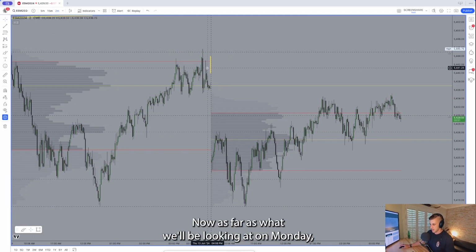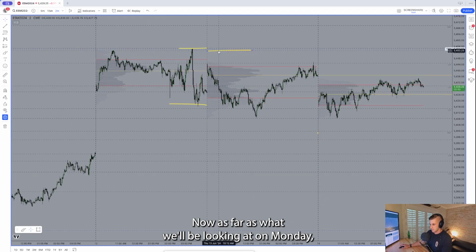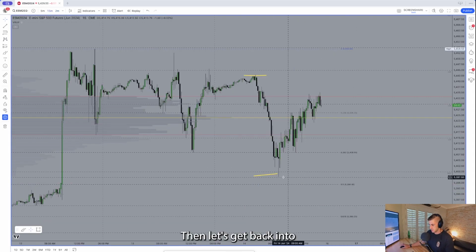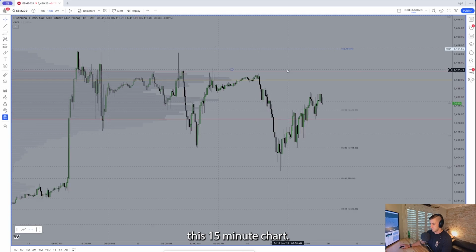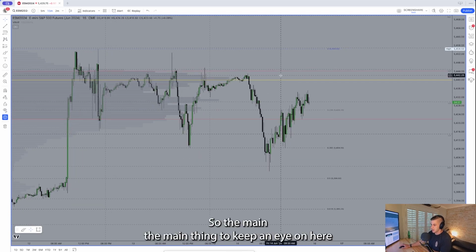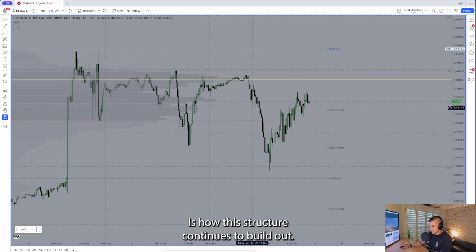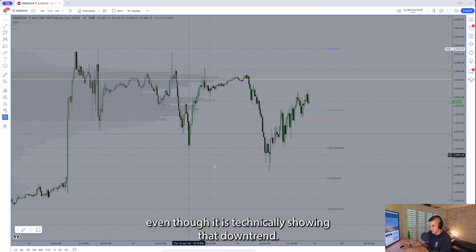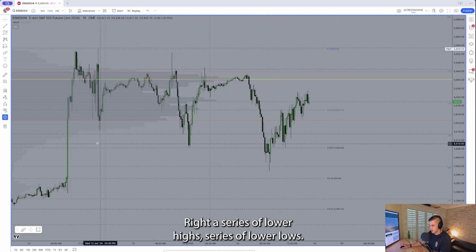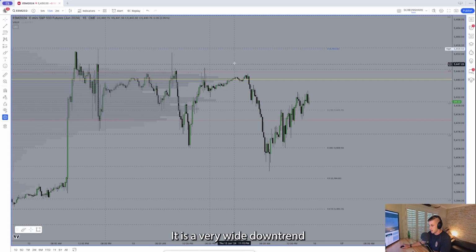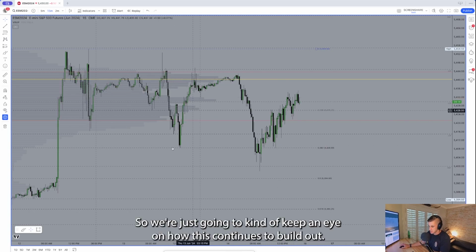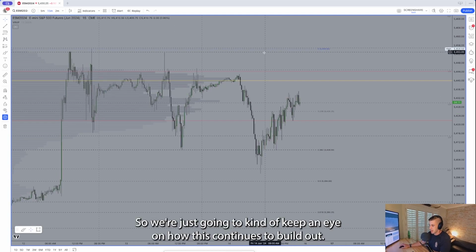Now, as far as what we'll be looking at on Monday, let me delete these drawings off my chart here. Then let's get back into this 15-minute chart. So the main thing to keep an eye on here is how this structure continues to build out. You can kind of treat this like a bit of a range, even though it is technically showing that downtrend, right? Series of lower highs, series of lower lows. It is a very wide downtrend, which is giving the characteristics of a range.